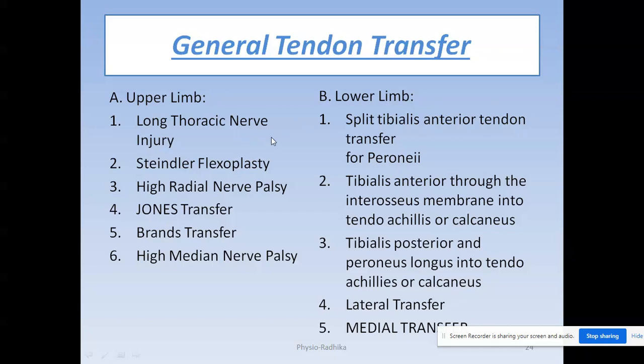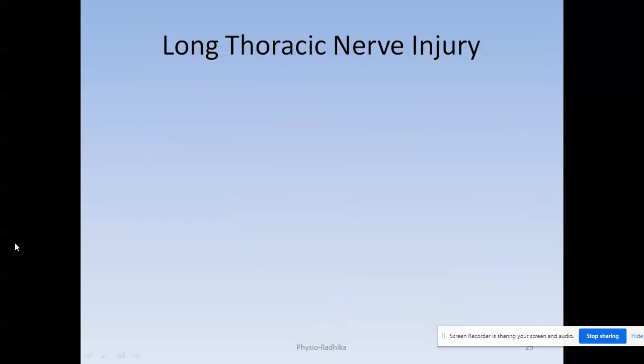Upper limb is tendon transfer for long thoracic nerve injuries, Steindler flexoplasty, high radial nerve palsy, Jones transfer, Brand's transfer, high median nerve palsy. In lower limb, we'll be looking at split tibialis anterior tendon transfer for peroneal, tibialis anterior through the interosseous membrane into tendo-achilles or calcaneum, tibialis posterior and peroneus longus into tendo-achilles or calcaneum, lateral transfers and medial transfer.